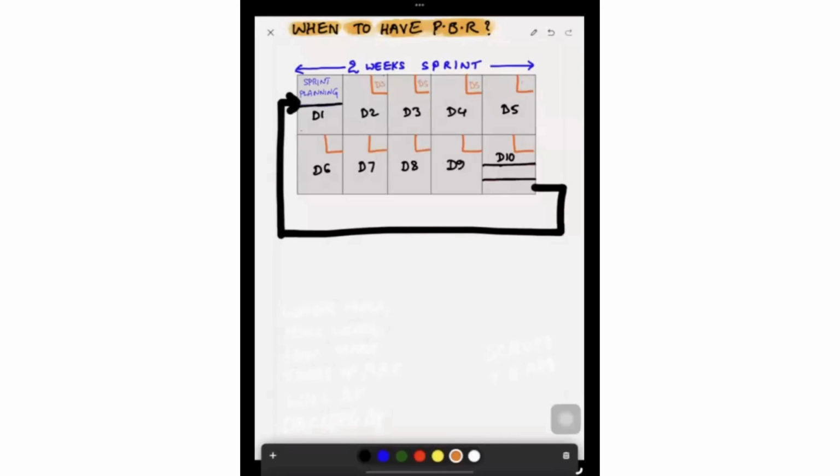Whatever time is convenient. The developers will have a daily scrum every day, 15 minutes. The review and retrospective will happen on the last working day, post lunch session.